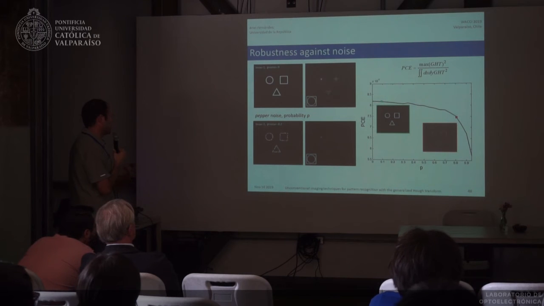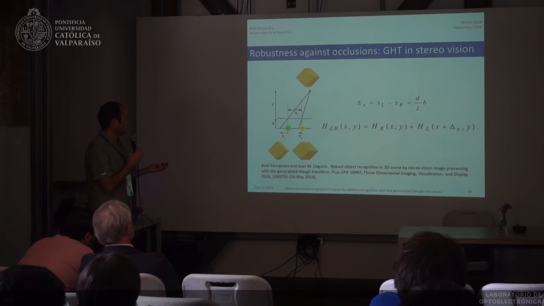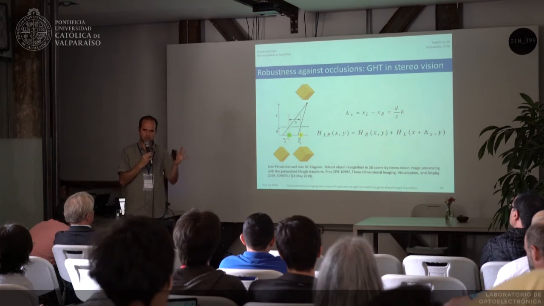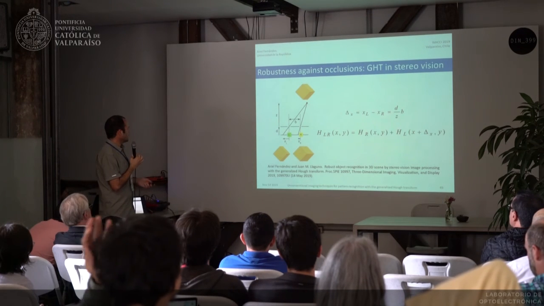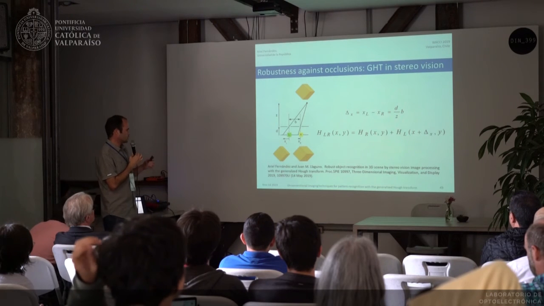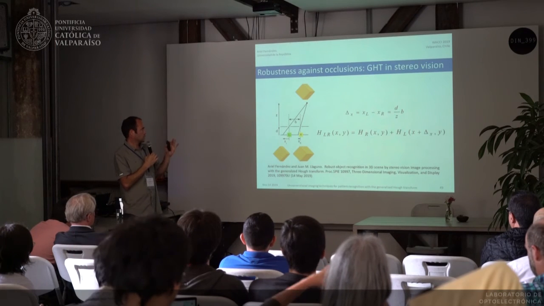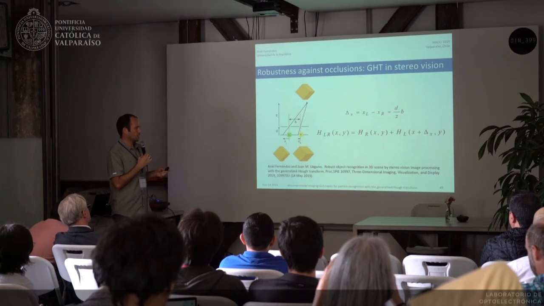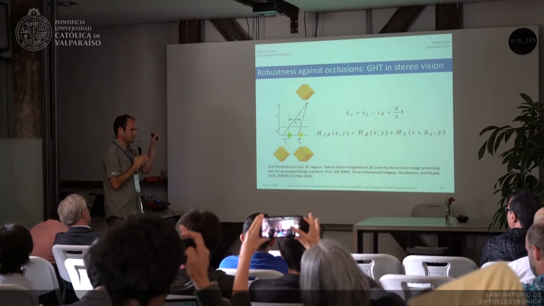But another problem that is not easily solved is what is related to occlusion. That is, our target is partially seen in our field of view. In this case, what we are going to show here is a certain approximation to this problem that deals with the combination of the generalized transform and stereo vision. This is unconventional, between brackets.